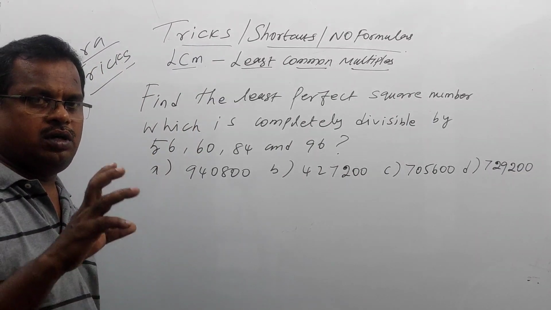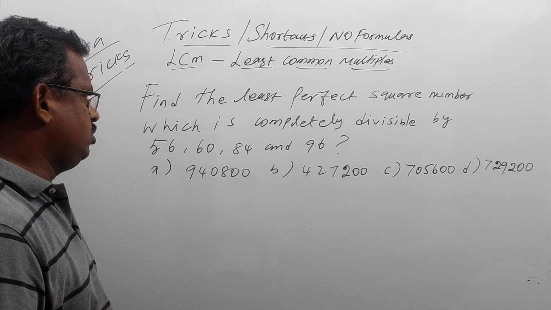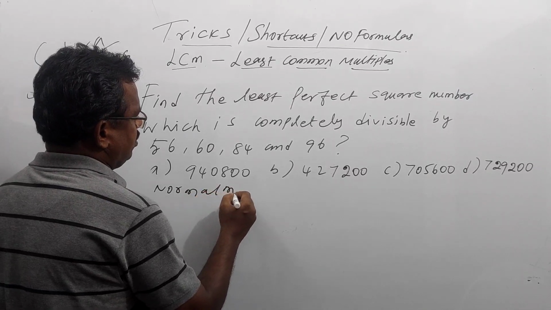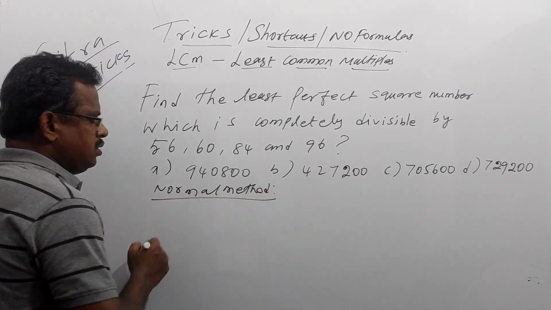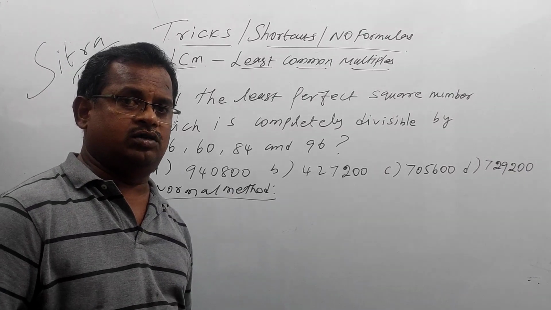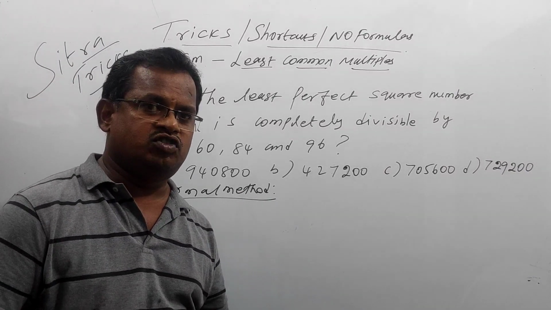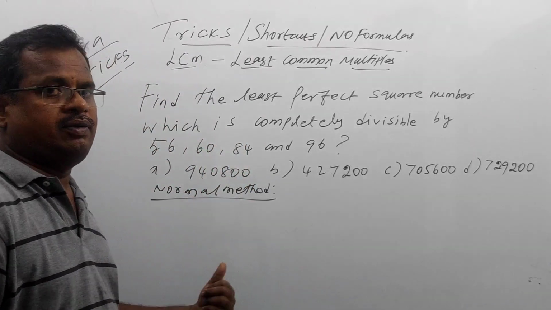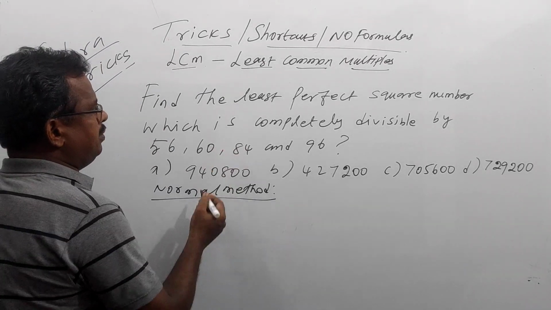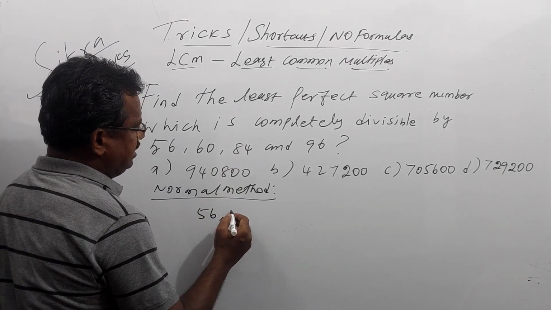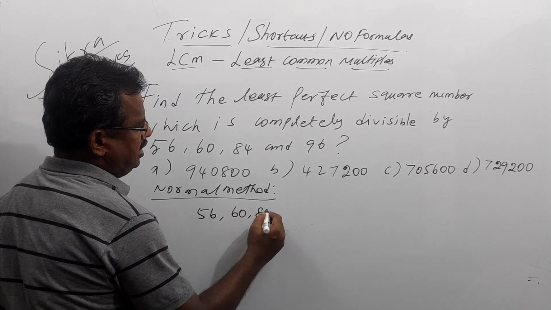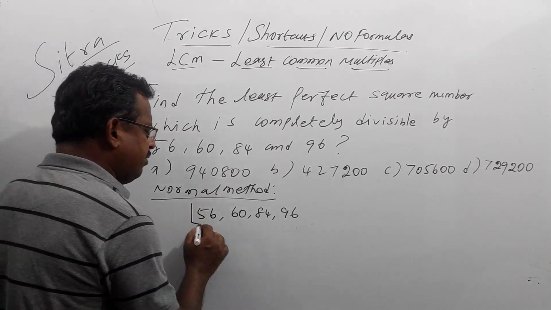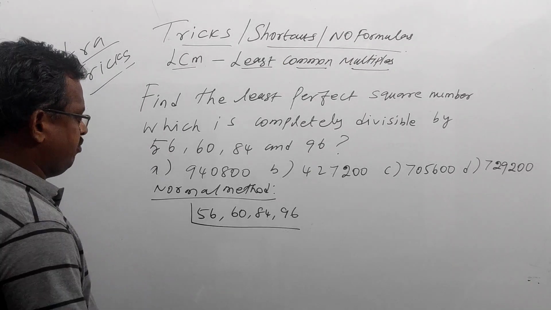First, I teach the normal method to solve these sums. After solving with the normal method, I teach the shortcut trick to find the answer within 2 seconds. For the normal method, first find the LCM of 56, 60, 84 and 96. You know very well about the L division method for LCM.